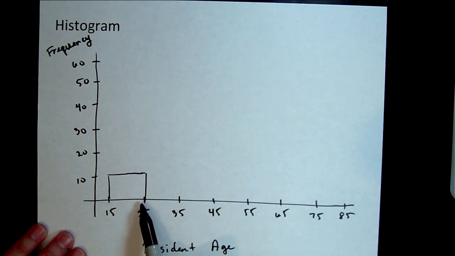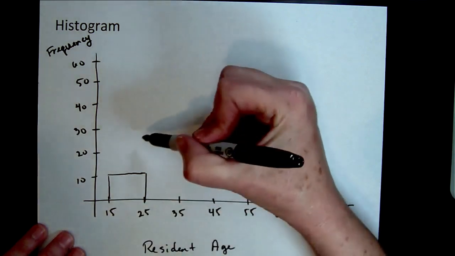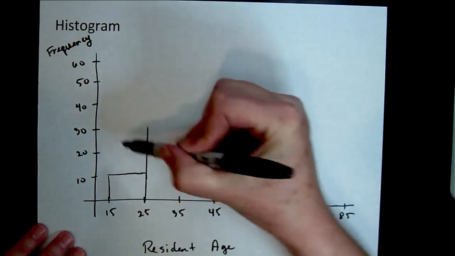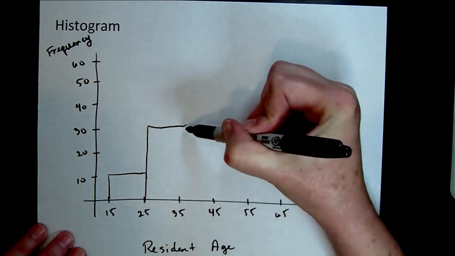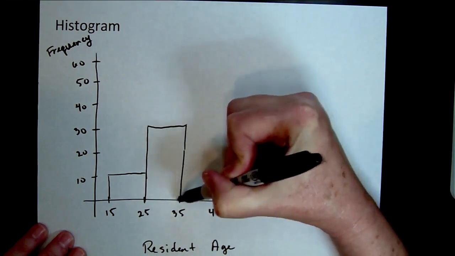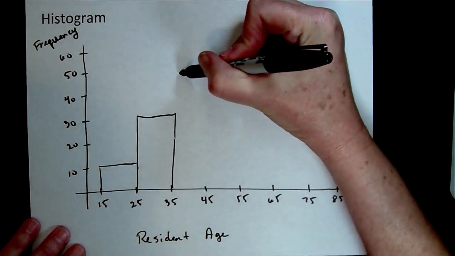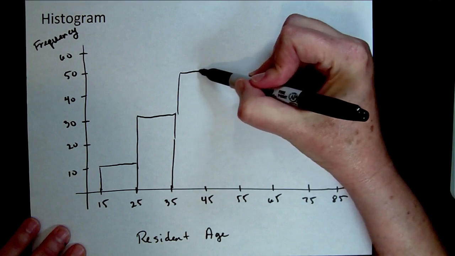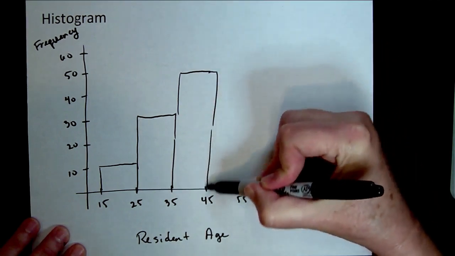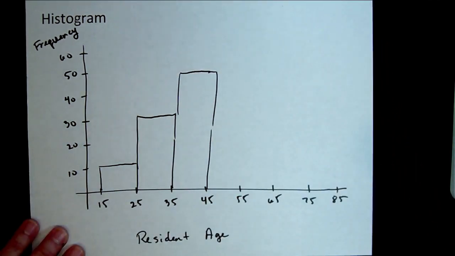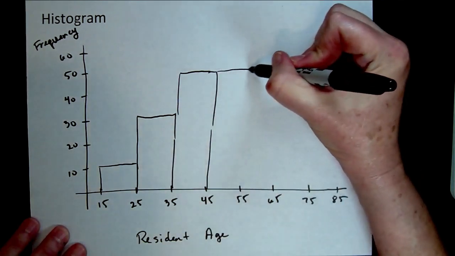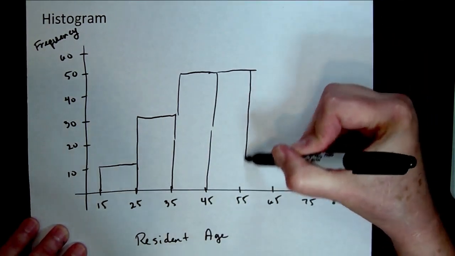And then it just has to be understood that 25 actually belongs to the next class. Let's see, 25 to 34, there were 30 people. The frequency was 30, so I'm going to have my rectangle go up to 30. 35 to 44, there were 50 people. That's about that high. For people ages 45 to 54, there were also 50 people in the village, so the frequency was 50.